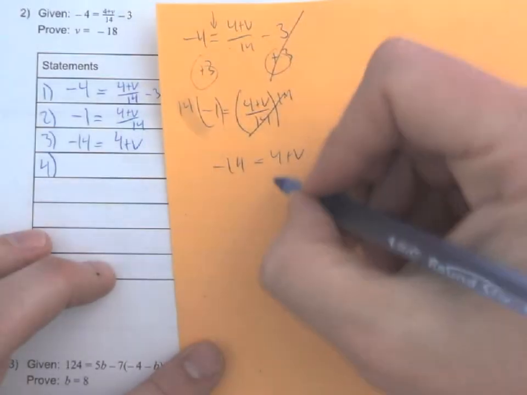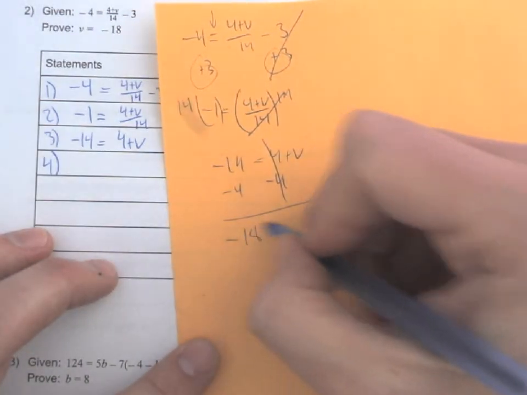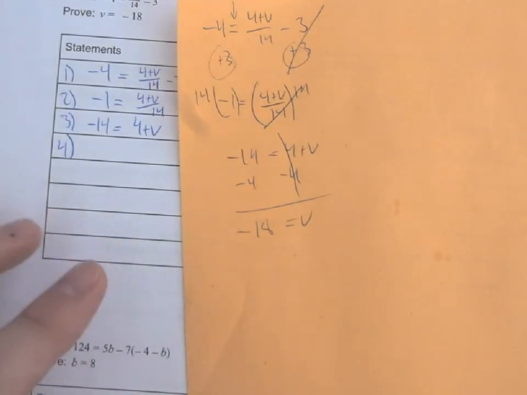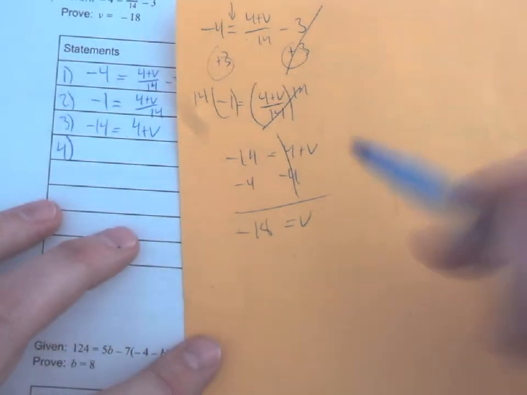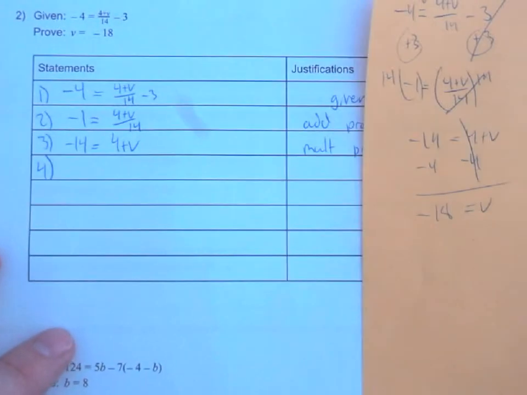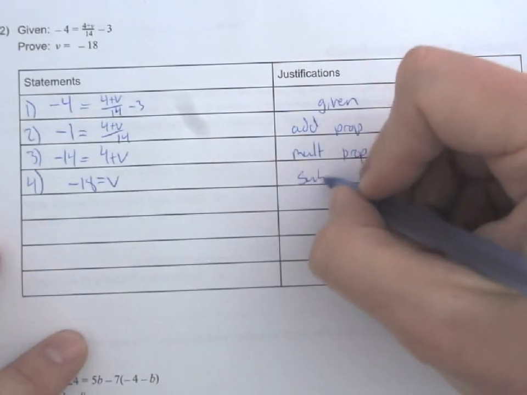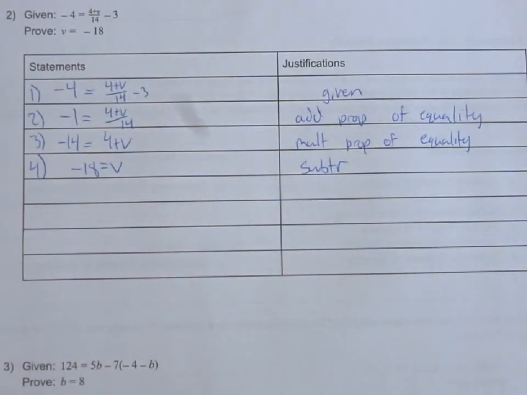I'd want to get v by itself, so subtract 4 from both sides. It's going to give me -18 equals v. Again, the property that allows me to subtract 4 from both sides is the subtraction property of equality. So I'm going to put SUBTR.